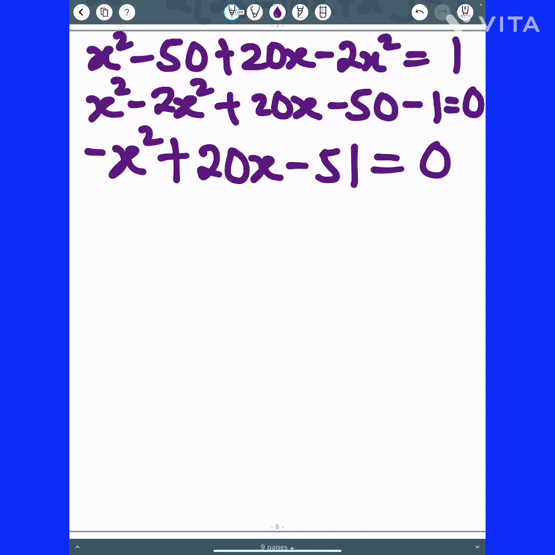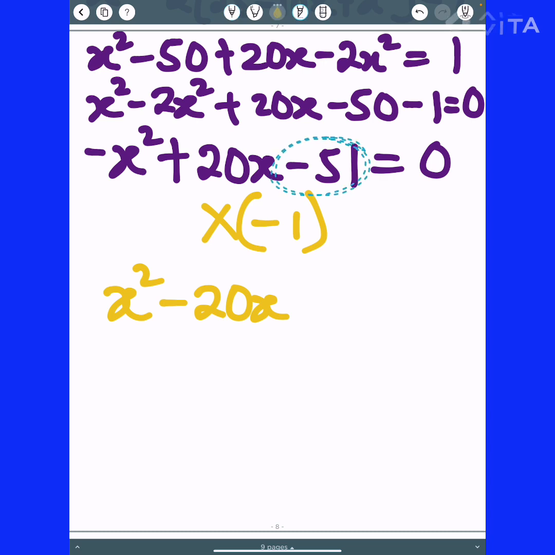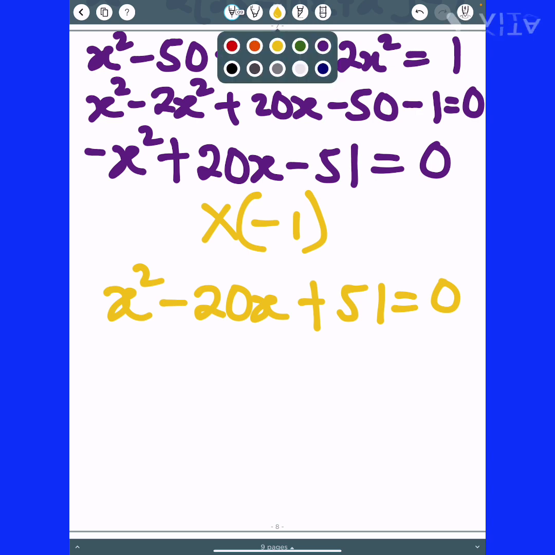To make this simpler, or easier to handle, I can multiply throughout by minus 1. So minus 1 times minus x squared will give me what? Plus x squared. Then minus 1 times plus 20x will give me minus 20x. Then minus 1 times minus 51 will give me plus 51. Plus 51 is 0. So x squared minus 20x plus 51 is equal to 0.